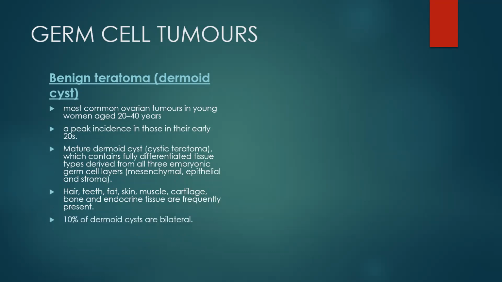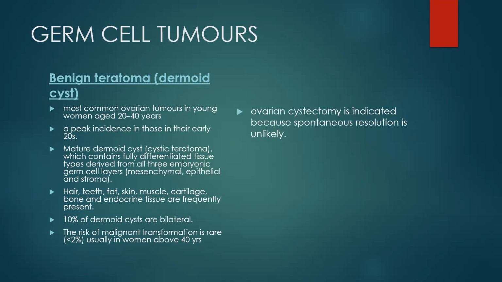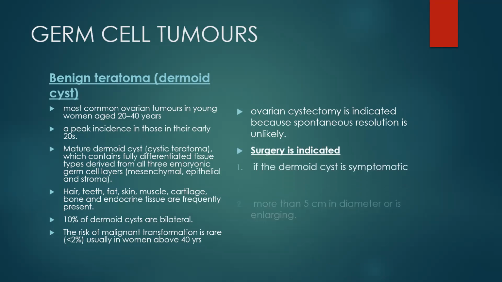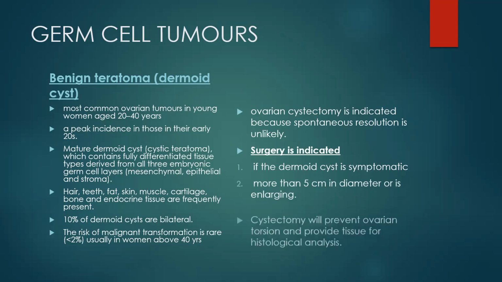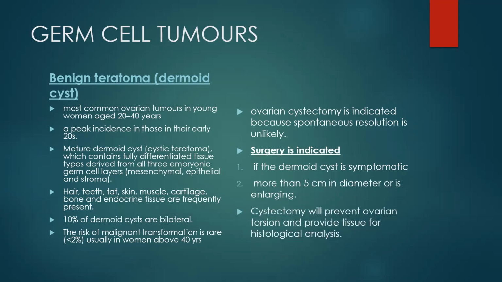10% of dermoid cysts are bilateral. Mostly these are unilateral, but 10% are bilateral. The risk of malignant transformation is rare, less than 2%, usually in women above 40 years. Ovarian cystectomy is indicated because spontaneous resolution is unlikely, and surgery is indicated if the dermoid cyst is symptomatic and if more than 5 centimeter in diameter or is enlarging. Cystectomy will prevent ovarian torsion and provide tissue for the histological analysis.